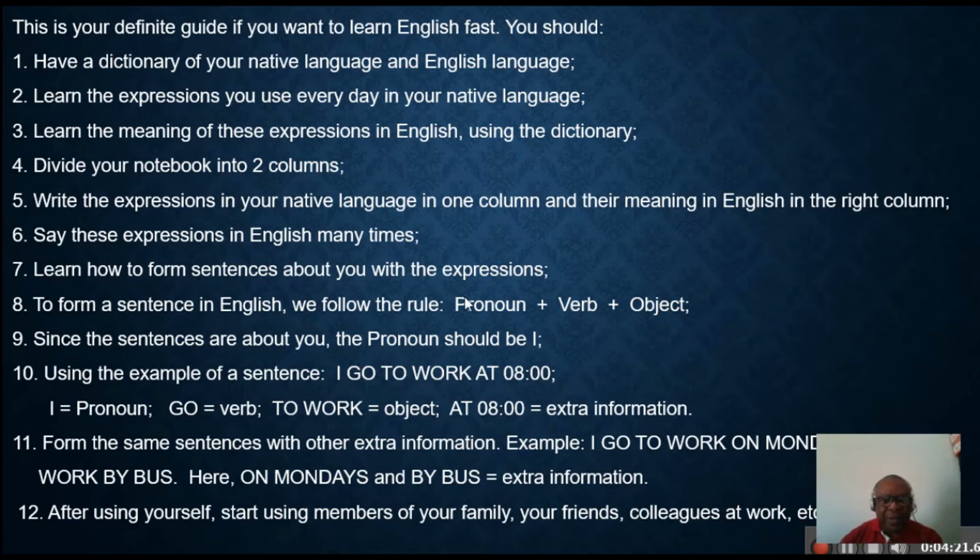So here, what is the pronoun? Here it is I. The verb is go.